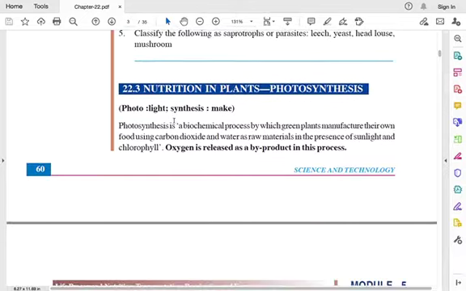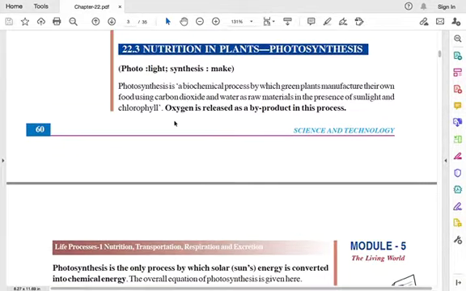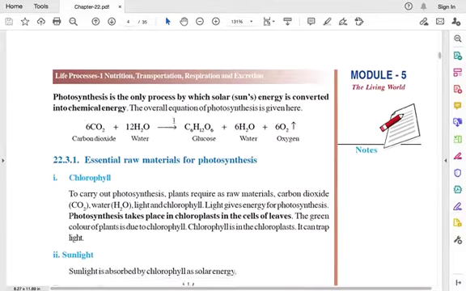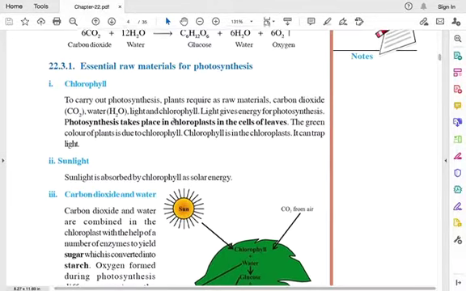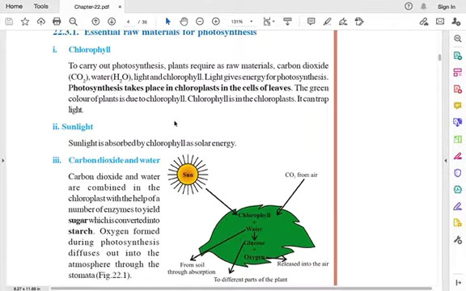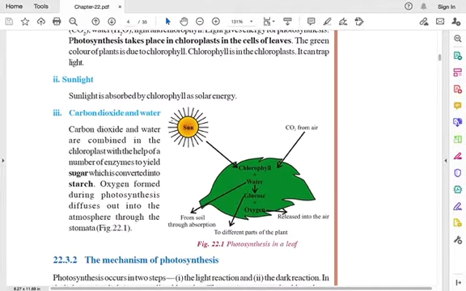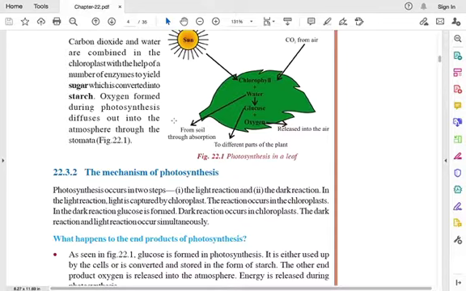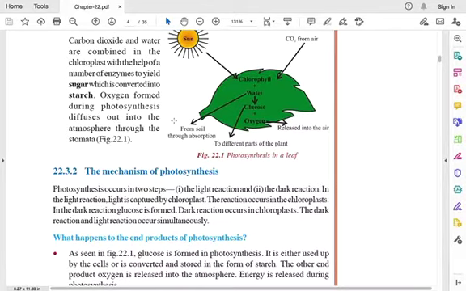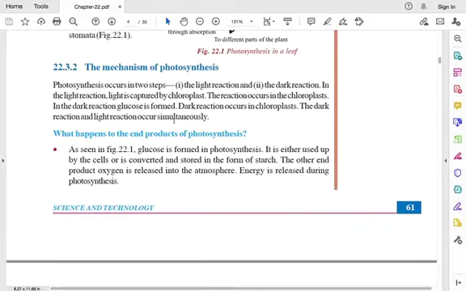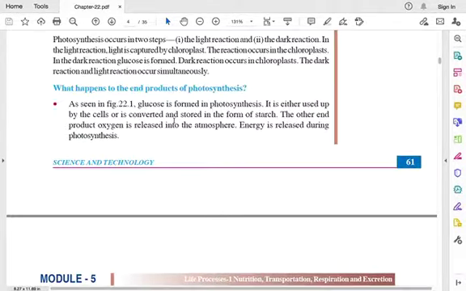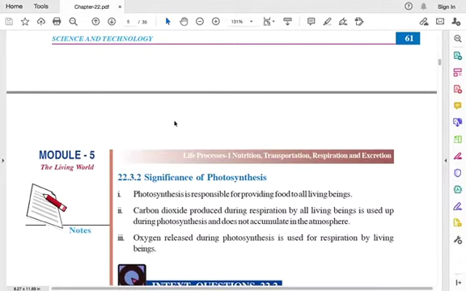Okay, and the next one is nutrition in plants. We saw about photosynthesis, why photosynthesis is a vital process in plants for their food production. And we saw essential elements for photosynthesis like chlorophyll, which is a green pigment, and sunlight and carbon dioxide and water. And in photosynthesis the plant will get food. And the mechanisms of photosynthesis, we saw that: light reaction, dark reaction, all these things.